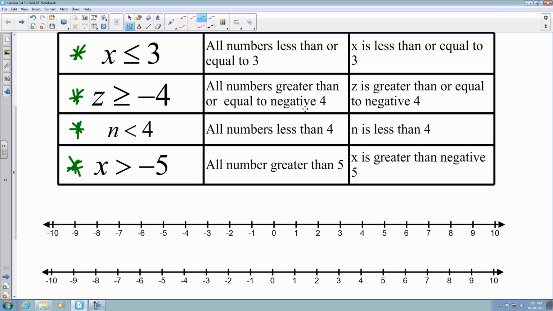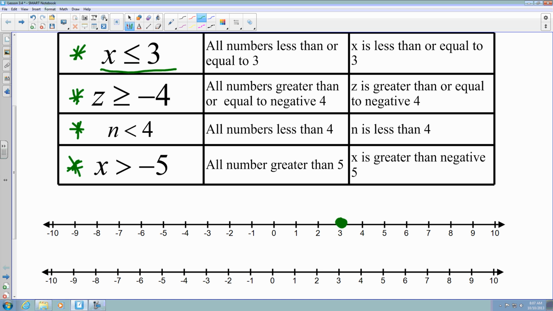So I have x is less than or equal to 3. So here's how you graph that. First, you're going to find 3 on your number line. Now, here's something that's very important. If there is a line underneath the inequality, like less than or equal to, or greater than or equal to, it is graphed with a closed circle. So I'm going to fill in this circle.